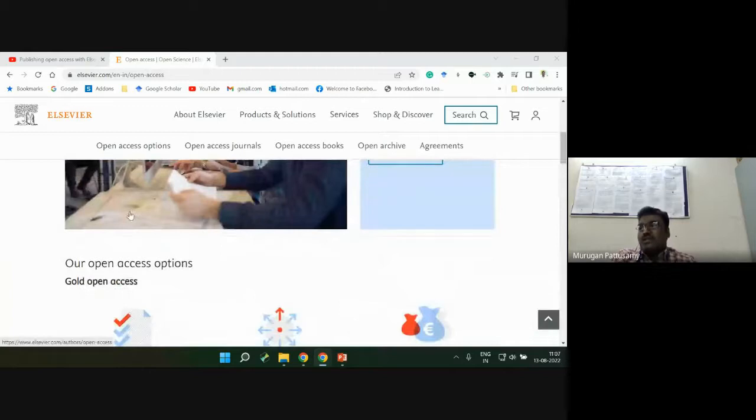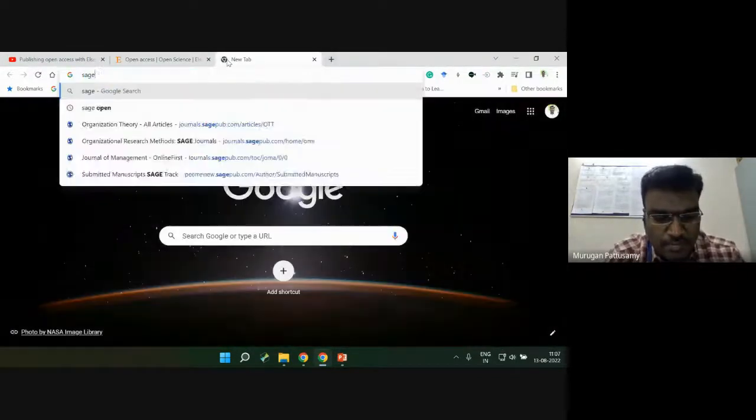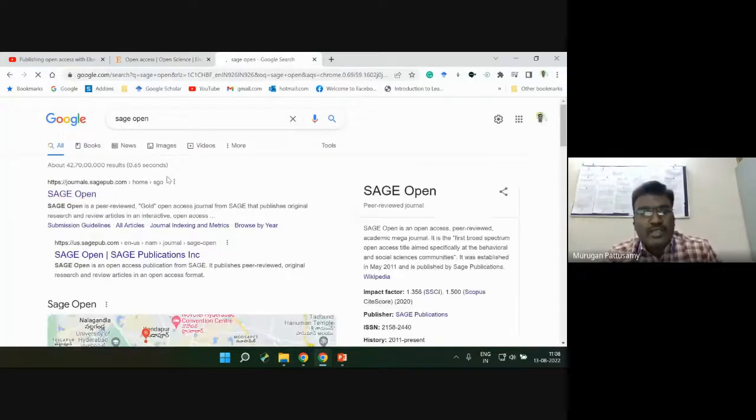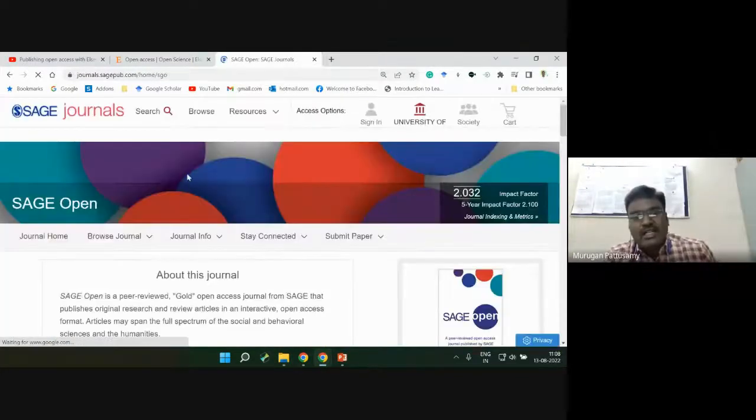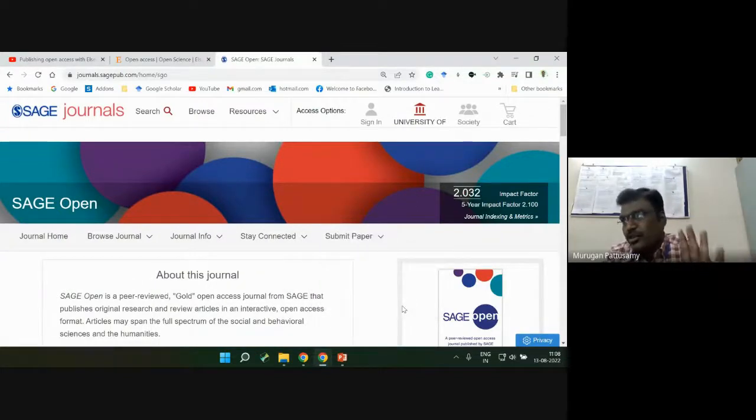So you name any journal that is coming under Elsevier, whether it is a pure open access journal or a commercial journal, it doesn't matter, right? In both cases, this particular logic is applicable. Mainly this logic is applicable in the case of commercial journals. There are some exclusive open access journals also available in the market. For example, let me show you one of the journals. Sage Open is a complete open access journal. They publish only open access papers under this particular journal. Are you getting my point?